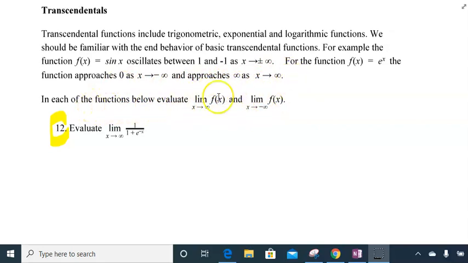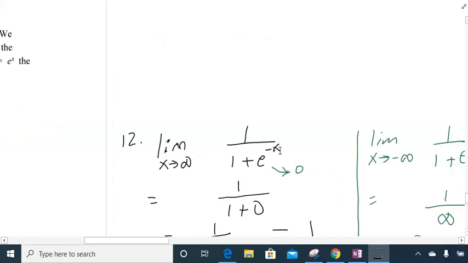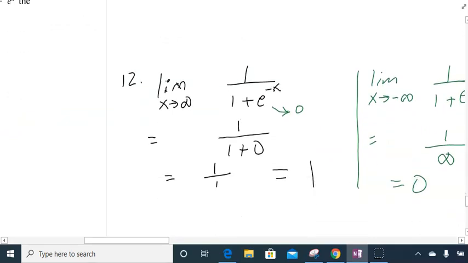Okay, so now we're asked to evaluate the limit as x approaches positive infinity of 1 plus e to the negative x. We'll also evaluate the limit as x approaches negative infinity as well. So let's do both of them. So for the question that we asked initially, the limit as x approaches positive infinity of 1 over 1 plus e to the negative x.